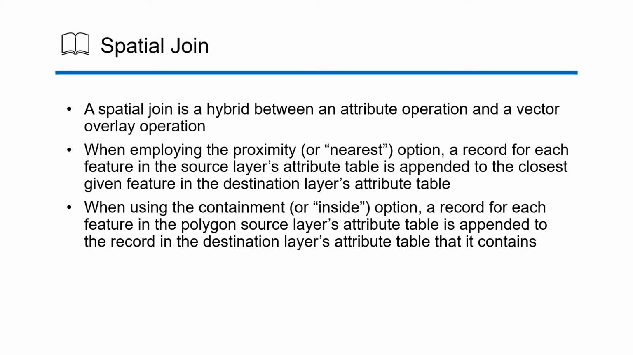Essentially what happens is it associates attributes based on spatial positioning and interactions. When you employ a proximity or nearest option, for example, in a spatial join, a record for each feature in a source layer's attribute table is appended to the closest given feature in the destination layer's attributes. So the attributes of the closest thing in one data set to the thing in the other one get joined together. But there's all kinds of different verbiage for how to do the join.